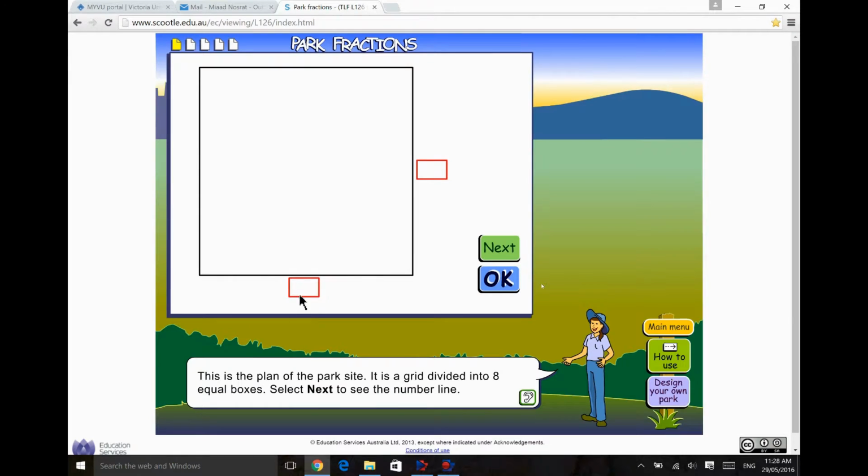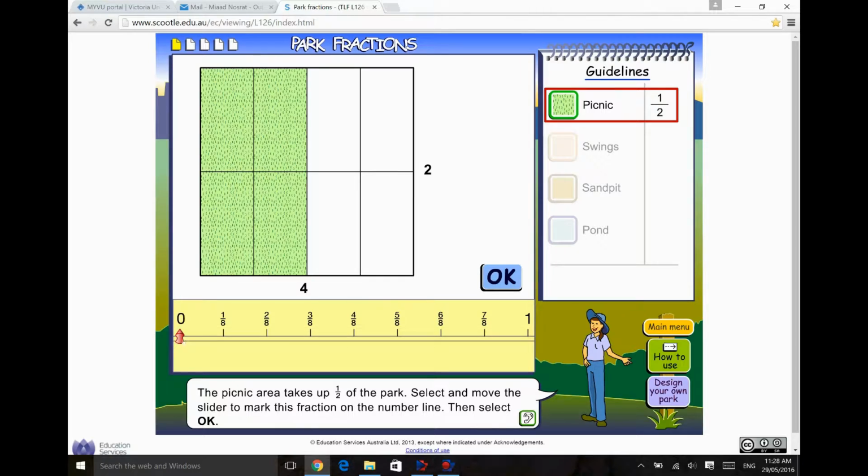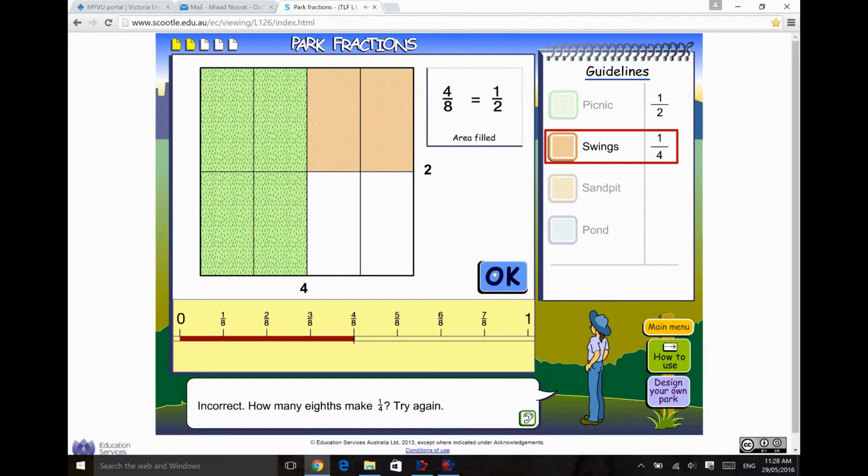The online resource is called Park Fractions from Scoodle. The aim of this activity is designing a park using fractions concept. Verbal and written instructions are provided throughout the activity. The game demonstrates fractions in different formats using fraction symbols, number line, and a rectangular region model. The activity demonstrates equal fractions. For example, 1/2 of the park equals 4/8 of the whole area.